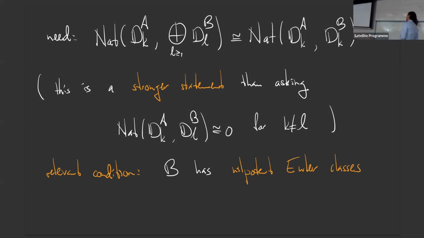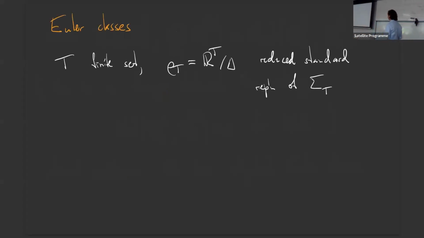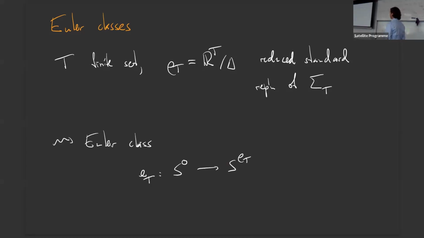So what does that mean? Let me try to explain that briefly. By Euler classes, I mean the following. I take a finite set T and look at the reduced standard representation of the symmetric group on T, the thing that featured before, R^T modulo the diagonal. Then there is a canonical map that includes the fixed points 0 and infinity into the representation sphere for that representation. I'm just calling this the Euler class, and I'll denote it by e_T.